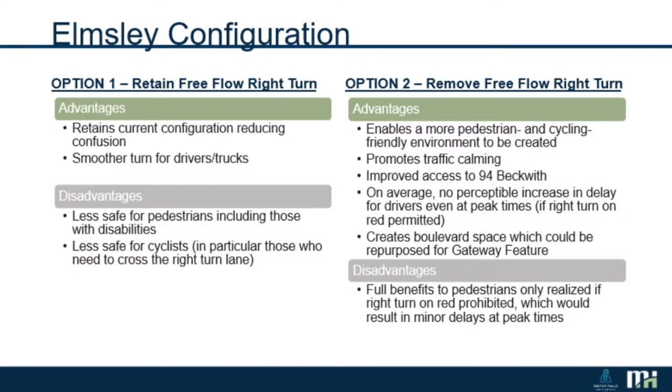The alternative that is not proposed, but is naturally the alternative because it's the existing condition, would be retaining that free flow right turn lane. Obviously, it does provide a smoother turn for drivers and trucks, and it retains the current configuration, which potentially could reduce any potential confusion with changes. But it is inherently less safe for pedestrians and less safe for cyclists, in particular cyclists who need to cross that free flow right turn lane.